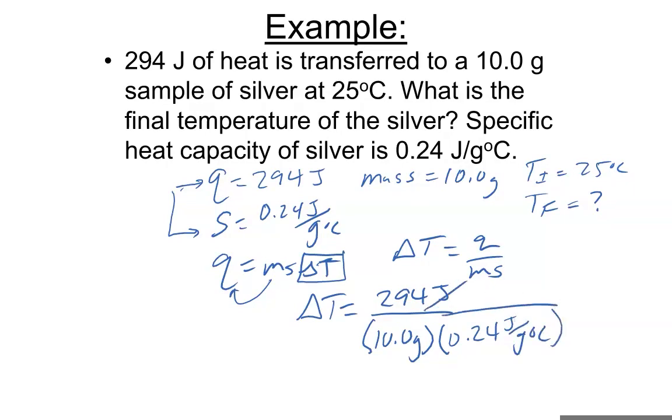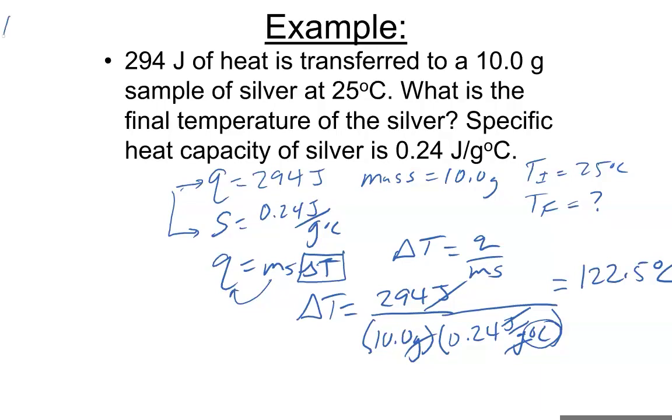Here, the joules will cancel, the grams will cancel. When I divide, delta degrees Celsius will come to the top. 294 divided by 10 divided by 0.24 is going to give me a change in temperature of 122.5 degrees Celsius. A reminder, though, that that is not the answer. That is just the actual change in temperature. We're looking for the final temperature here.